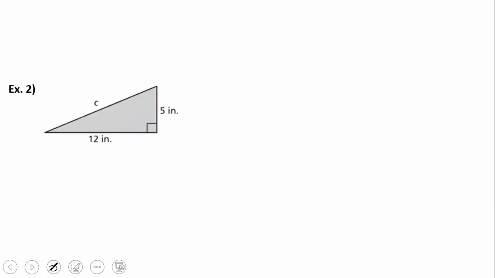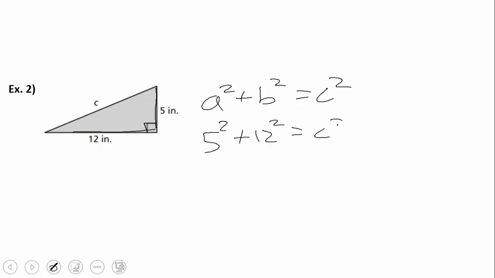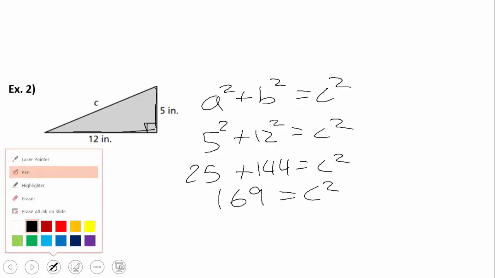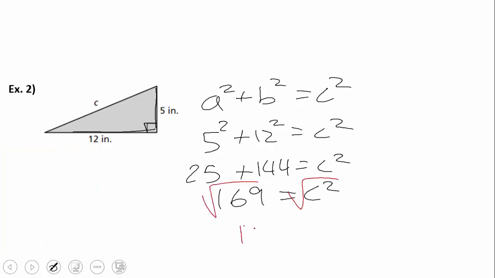Moving right along, we have another right triangle. We remind ourselves that in a right triangle, Pythagoras's theorem says a squared plus b squared, the sum of the squares of the legs, is equal to c squared, the hypotenuse squared. So we have to find the two sides that form the right angle. Those are A and B. Doesn't matter what order we put them in. 5 squared plus 12 squared is equal to c squared. That's 25 plus 144. That's 169 is equal to c squared. And again, when I take the square root, I get 13 is equal to c. So right here, 13 inches for the hypotenuse.